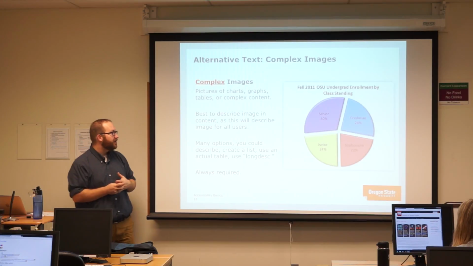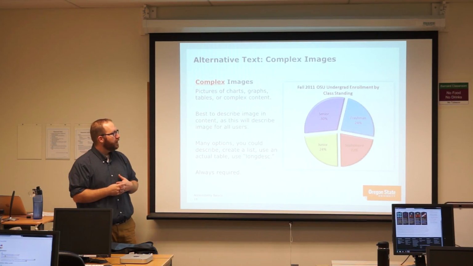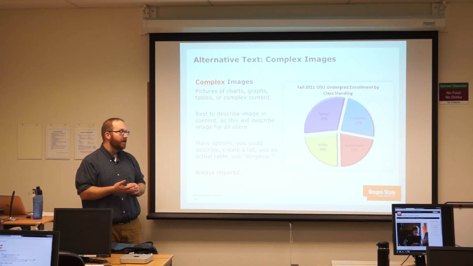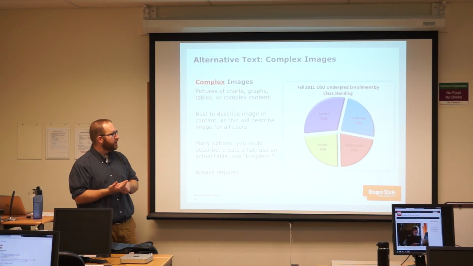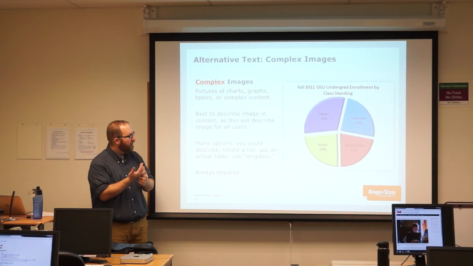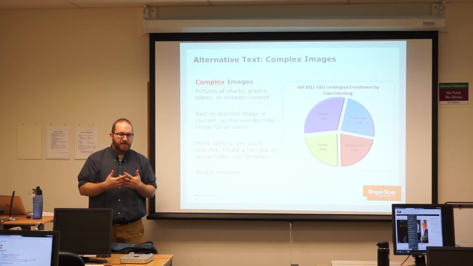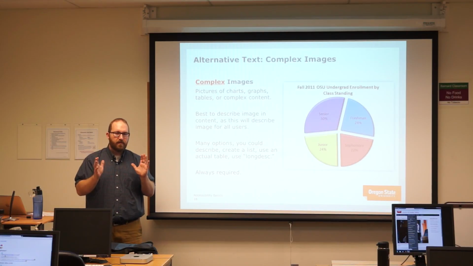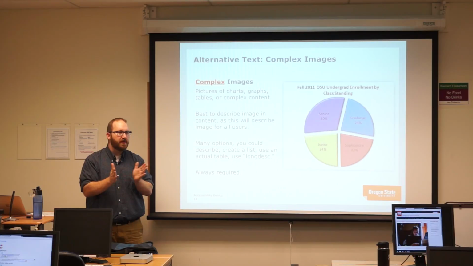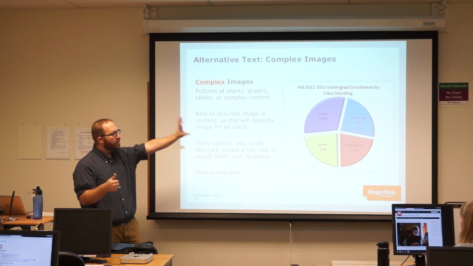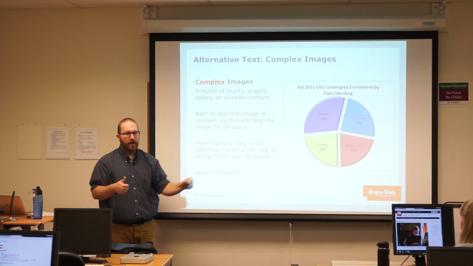And you're going to provide an alt text for this image, but you don't want to provide an alt text that says everything. You don't want it to say image or graphic fall 2011 OSU undergrad enrollment by class standing, senior 30, junior 24, sophomore 22, freshman 24. Alt text is really meant to be a quick thing. It's not meant to be sentences or a paragraph long. It's really meant to be a few words long. So you want to provide that information in some other way to somebody.